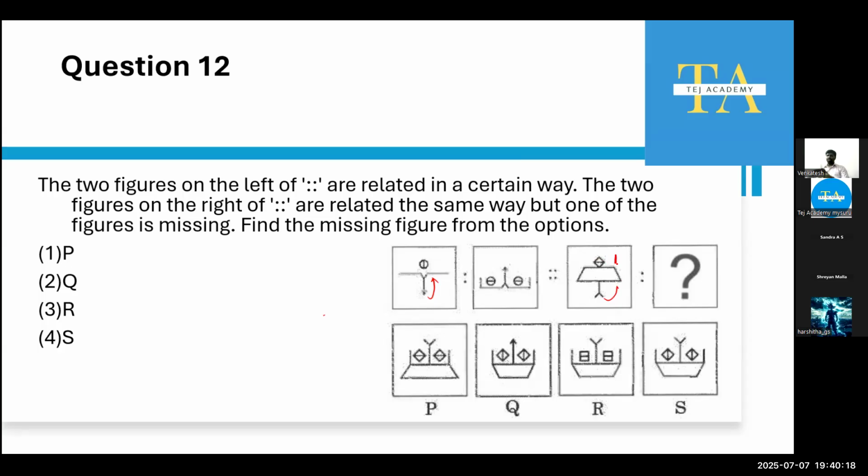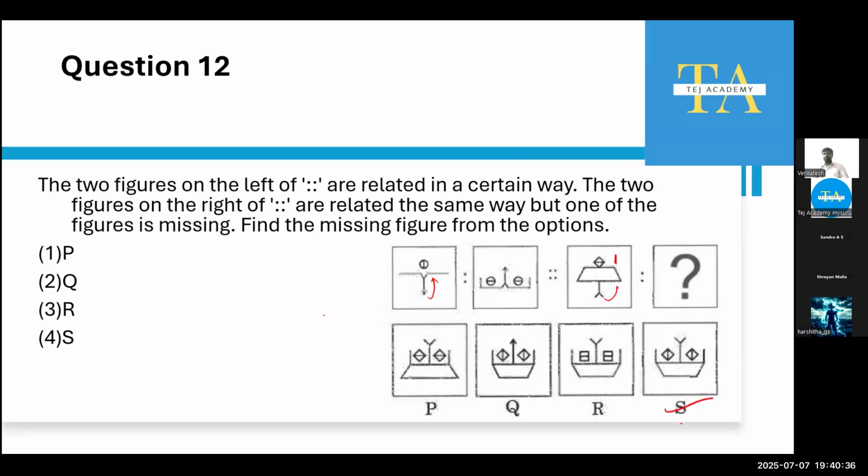The bottom part goes to the top like this. So the rhombus diagonal comes to the vertical. The rhombus diagonal comes to the vertical. So which one is the matching?